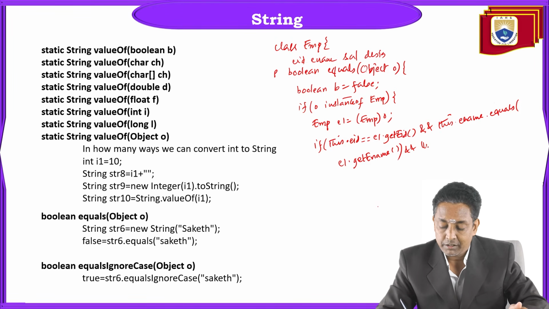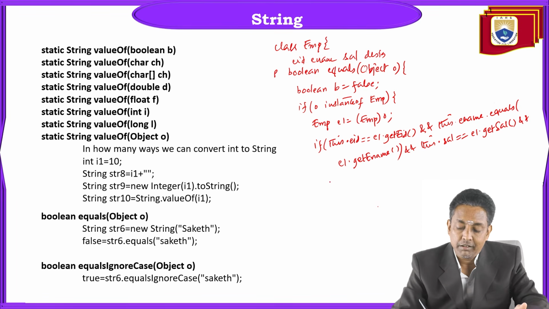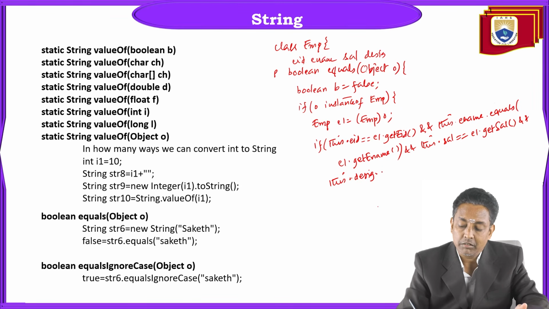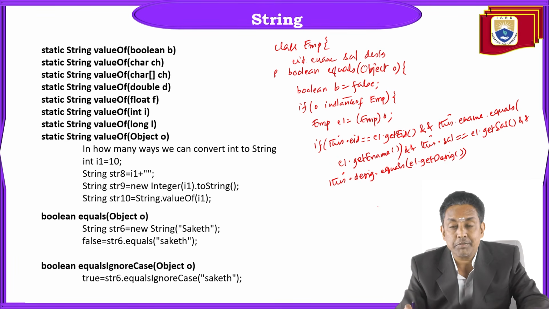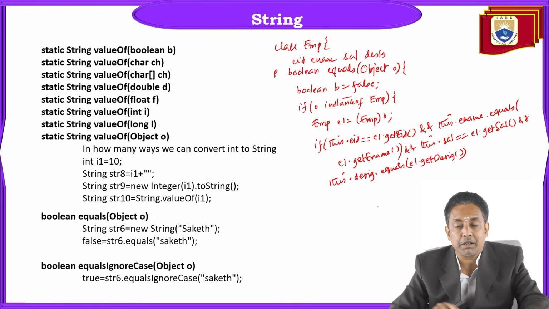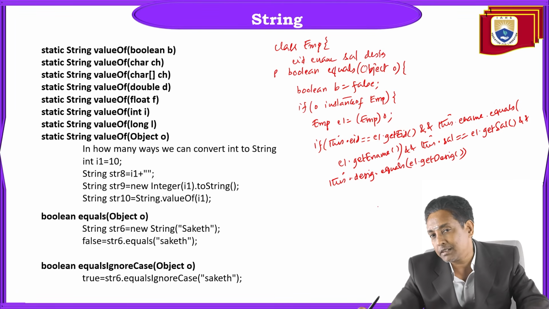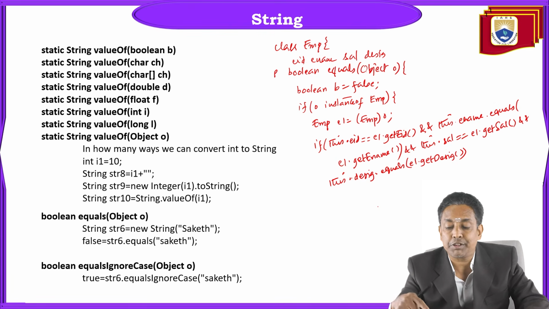And then this.salary is equal to e.getSalary, and then this.designation.equals(e.getDesignation). We need these, it has 4 conditions. Looking so big, but here we are only comparing 4 variables: 4 variables of our class with 4 variables of the object that came for the comparison.